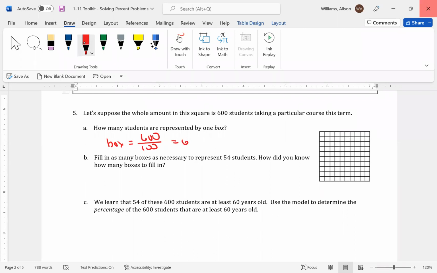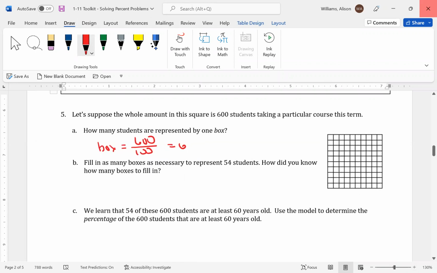So fill in as many boxes as necessary to represent 54 students. And then they say, okay, how do you know how many boxes to fill? Well, 54 happens to be divisible by 6. So if I take 54 and divide it by 6, that's going to give me 9. So that means I'm going to fill in 9 boxes.